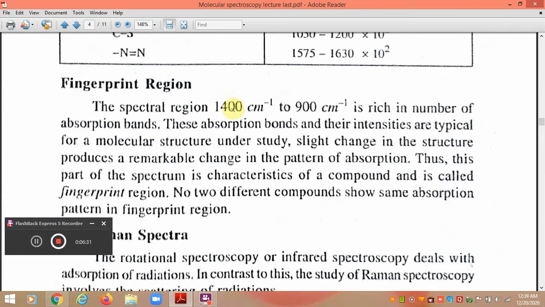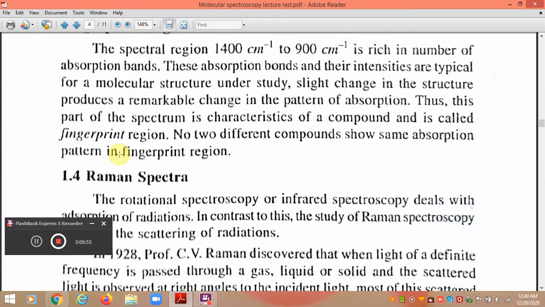The spectral region between 1400 per centimeter and 900 per centimeter is rich in absorption bands, and these absorption bands and their intensities are typical for the molecular structure under study. A slight change in the structure produces a change in the pattern of absorption. Thus, this part of the spectrum is characteristic of a compound and is called the fingerprint region.